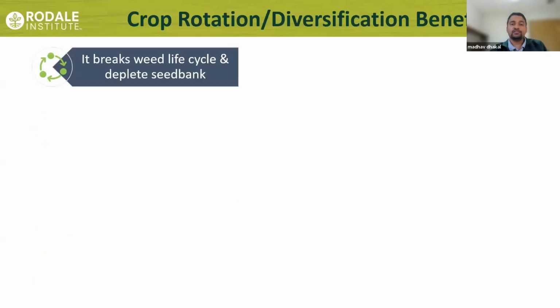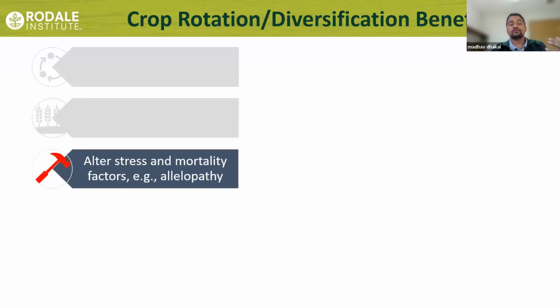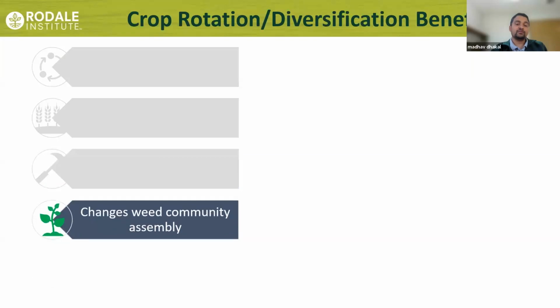So crop rotation is another benefit we can get from having hemp in the system, or the diversification, because it breaks the weed life cycle and depletes the seed bank, as I mentioned, and also changes the soil environment for weeds. It also alters the stress and mortality factors, because hemp can also provide allelopathic chemicals to the soil. That means it can effectively reduce the weed seed bank. It changes the weed community assembly, and that's important.